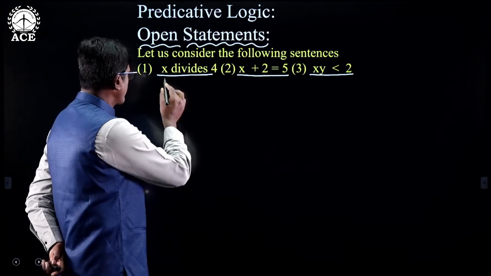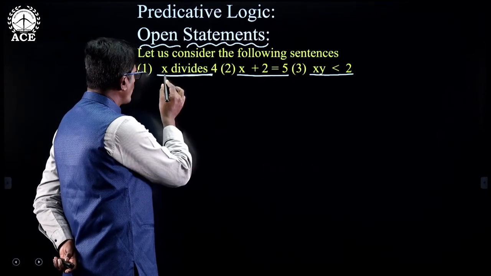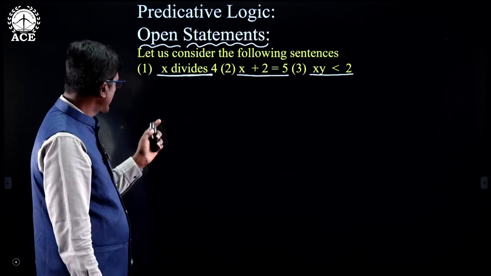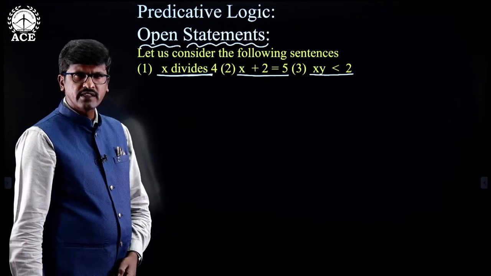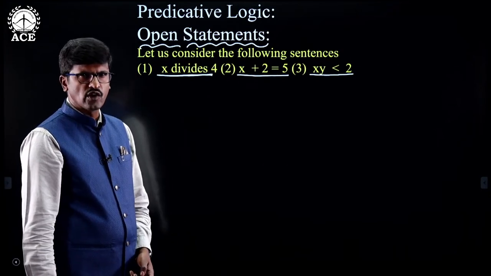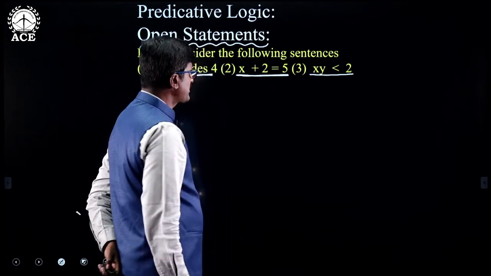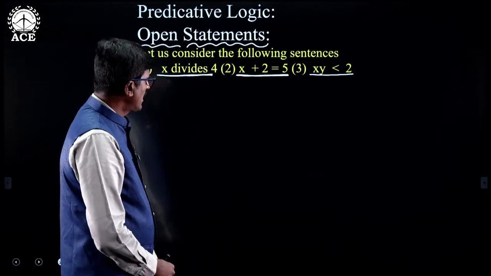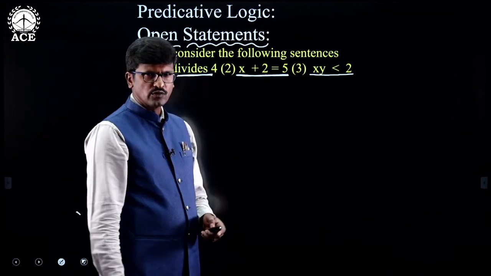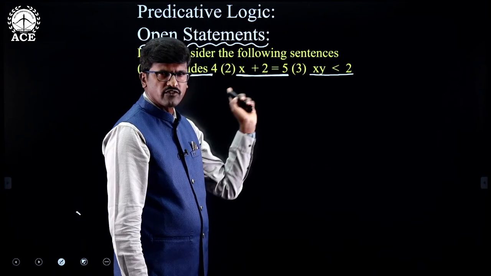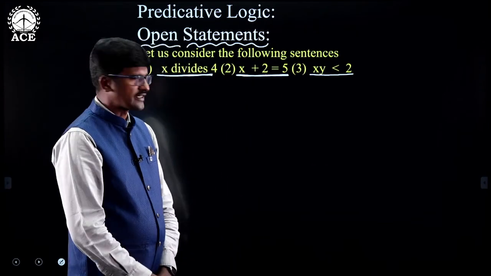In this, we need to have the x value. If we know the x value, then we can decide whether x is dividing 4 or not. Now look at this sentence: x plus 2 is equal to 5. Here also, if you know the x value, then it is easy for us to say whether it is true or false. Otherwise, we can't decide.